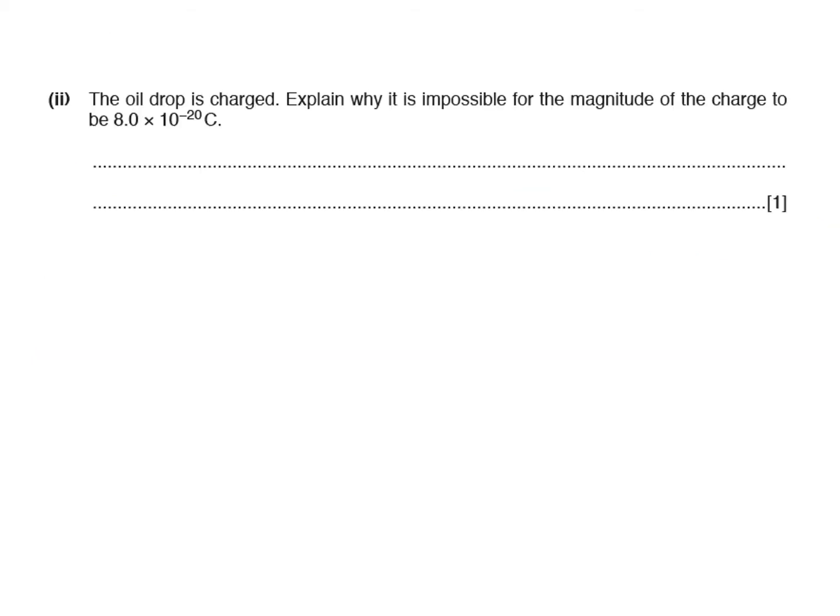Okay, let's try to answer part 2 now. First of all, we need to understand what the question is asking us and what is given to us. It is given that the oil drop is charged. We need to explain why it is impossible for a charge to have this magnitude, 8.0 times 10 to minus 20 coulombs. It is impossible. So how can we answer this?